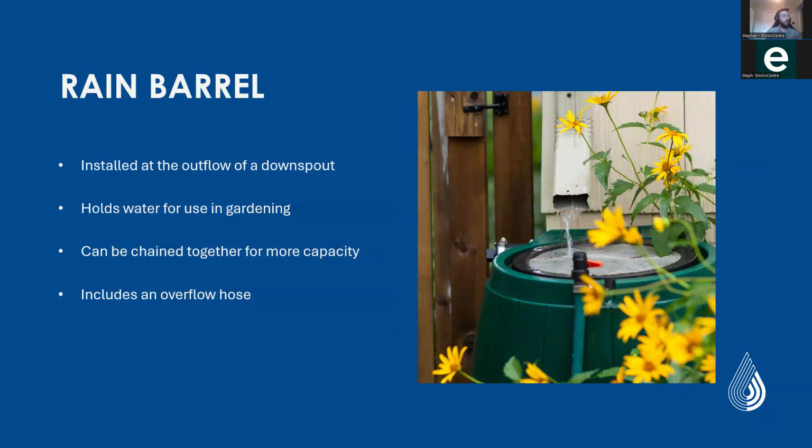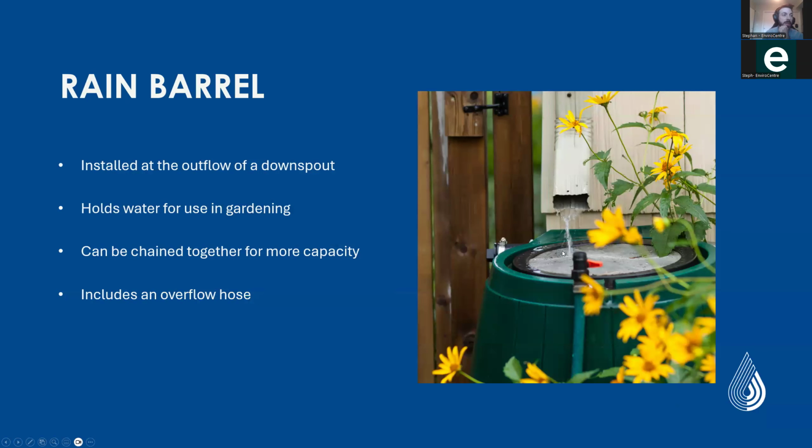Now, again, rain barrel. I decided to put this in just because I get asked about it quite a bit. Again, it's installed at the end of a downspout. There are some you can put out without one, but 99.9% will be at a downspout. It holds water for use usually in gardening. You can chain them together to have multiple if you need more capacity. And you can see here there's an overflow hose.